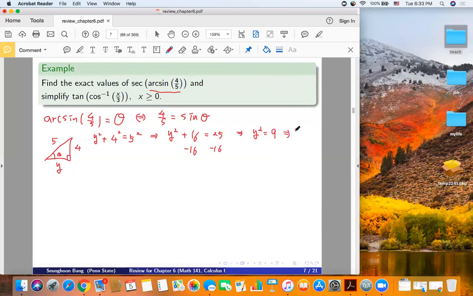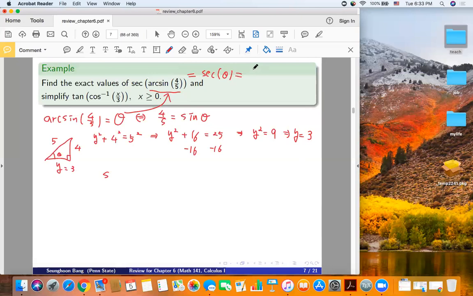Take the square root, y equals only positive 3. So we have it, y equals positive 3. You can plug this theta into here. So what happens? The secant of arcsine of 4/5 is exactly the same as the secant of theta.